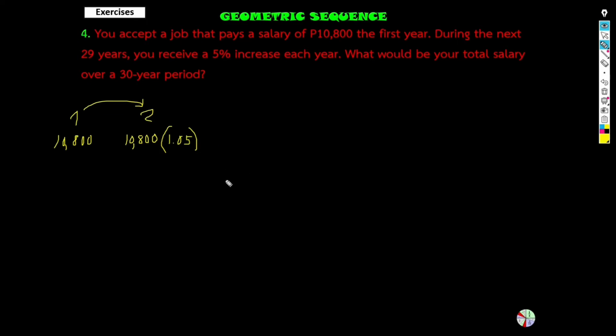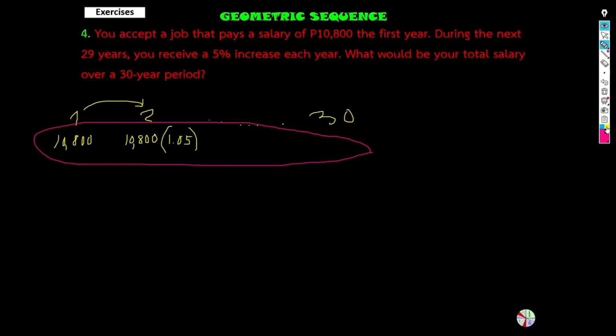So what would be the total salary over a 30-year period? This is the first year, plus 29, that will be 30 here. What would be your total salary over a 30-year period? Okay, so we're going to solve for S sub n, which is equal to A sub 1 times 1 minus R to the n over 1 minus R.